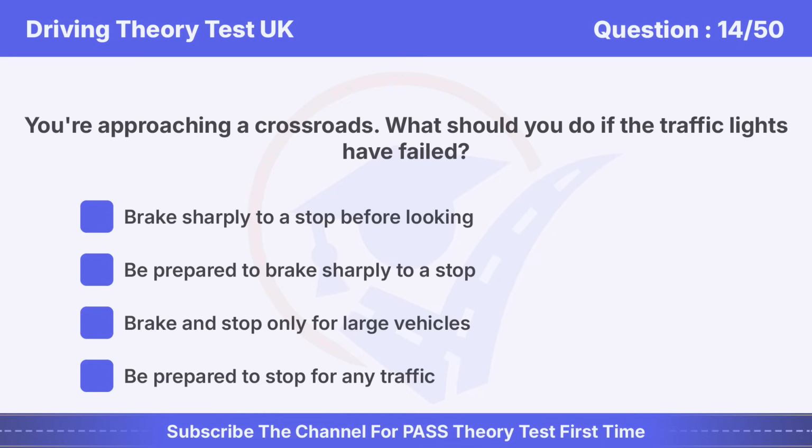Question 14. You're approaching a crossroads. What should you do if the traffic lights have failed? Option A. Brake sharply to a stop before looking. B. Be prepared to brake sharply to a stop. C. Brake and stop only for large vehicles. D. Be prepared to stop for any traffic.